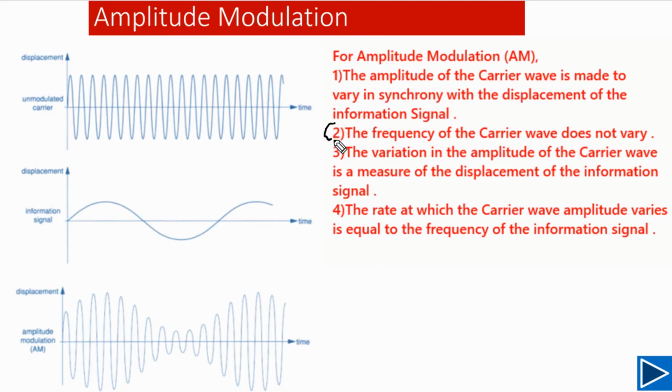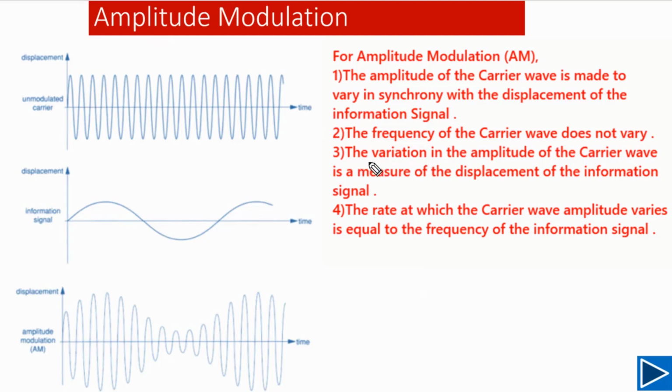The second point is simply telling us that the frequency of the carrier wave does not vary. It simply means that the frequency of modulated wave is the same as frequency of carrier wave. So we can simply write down the frequency of modulated wave is equal to frequency of carrier wave.